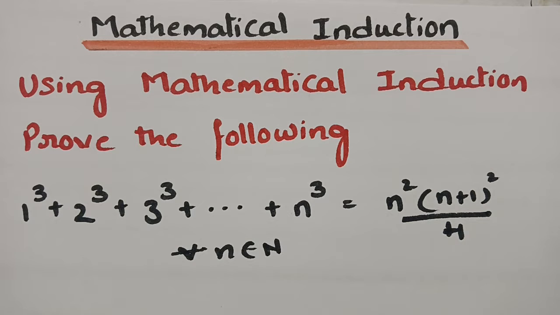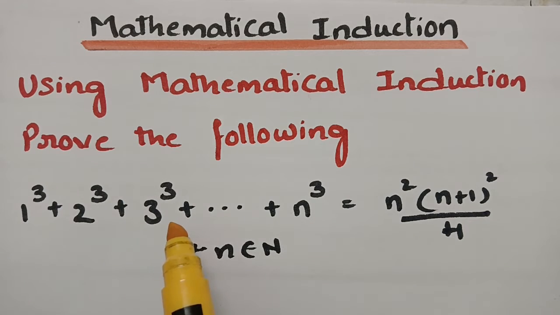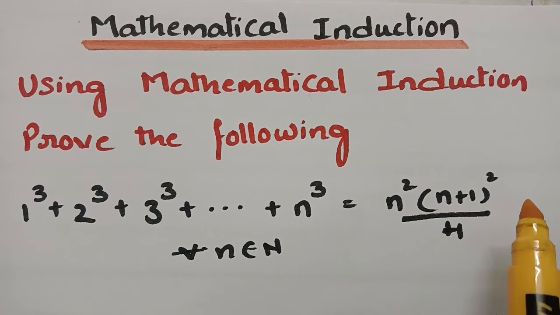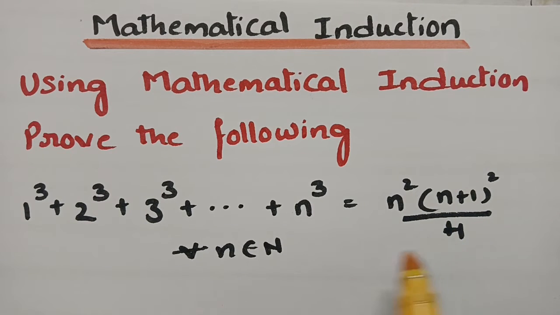Coming back to the topic, today is on mathematical induction. This is related to MFCS, DMS, DMGT and Intermediate 1A. In this video, using mathematical induction, we are going to prove 1 cube plus 2 cube plus 3 cube and so on up to n cube, which is equal to n square into (n plus 1) whole square by 4, for every n belonging to the natural numbers. So using mathematical induction, we are going to solve this.